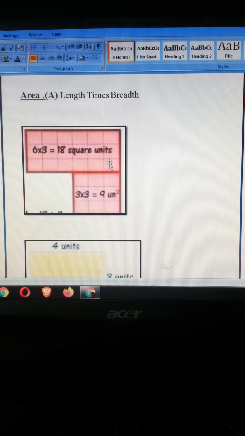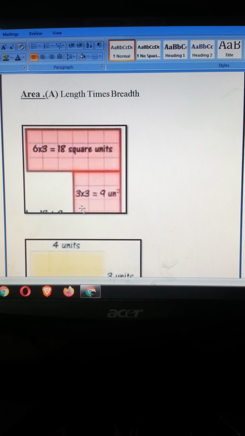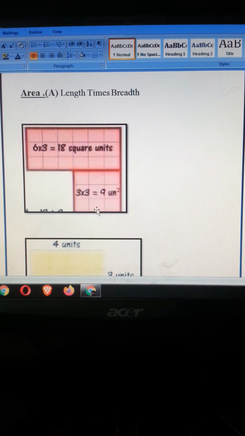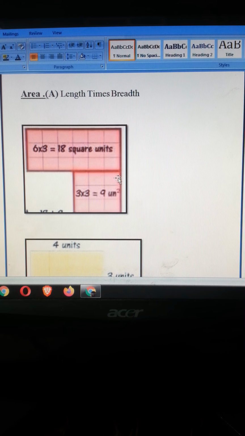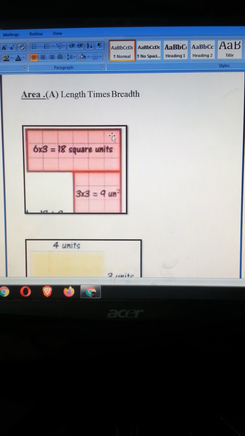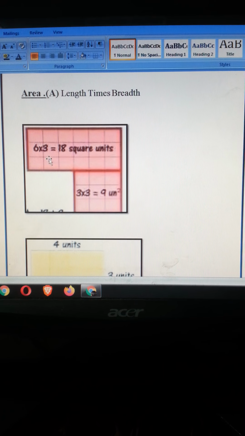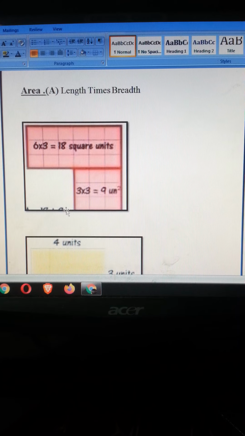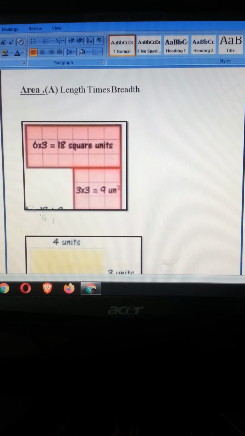Here you can see a rectangle, and here it is a connected figure which is your square. So you can count, it can easily be calculated that this is your 9 and this one is your 18, right? How? 1 2 3, 1 2 3 4 5 6, so 3 6s are 18, right? So 18 plus 9 will give you the total sum of this area.